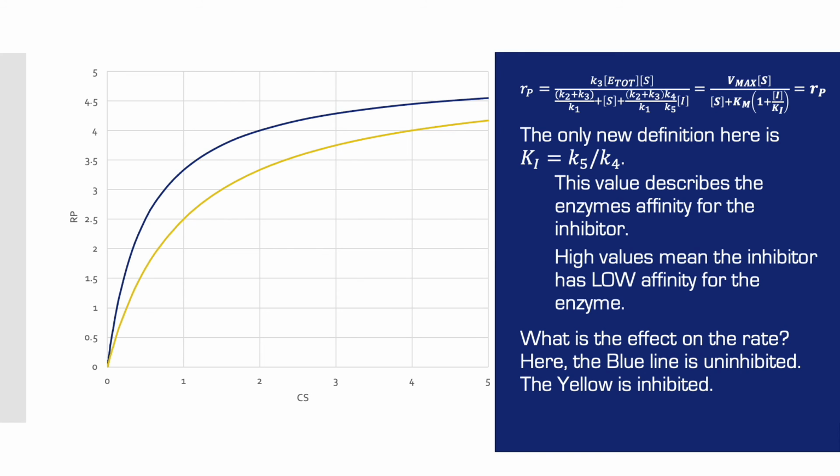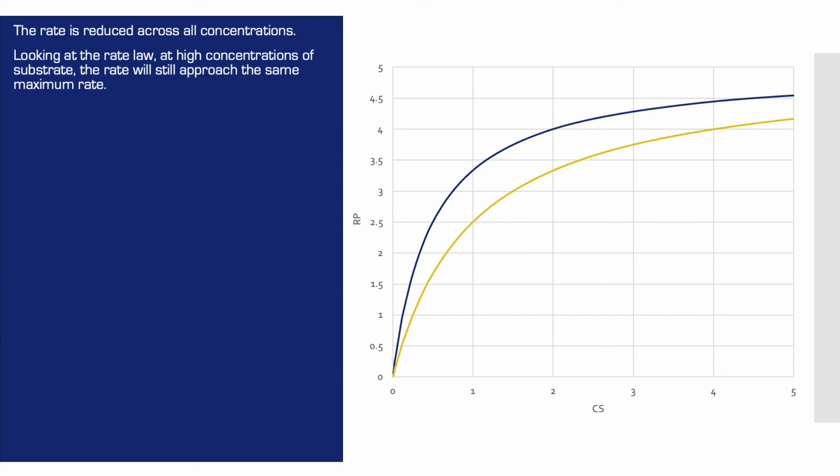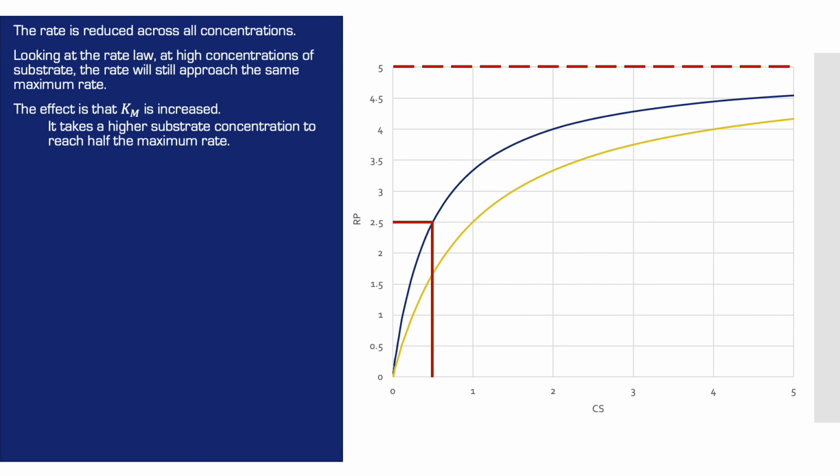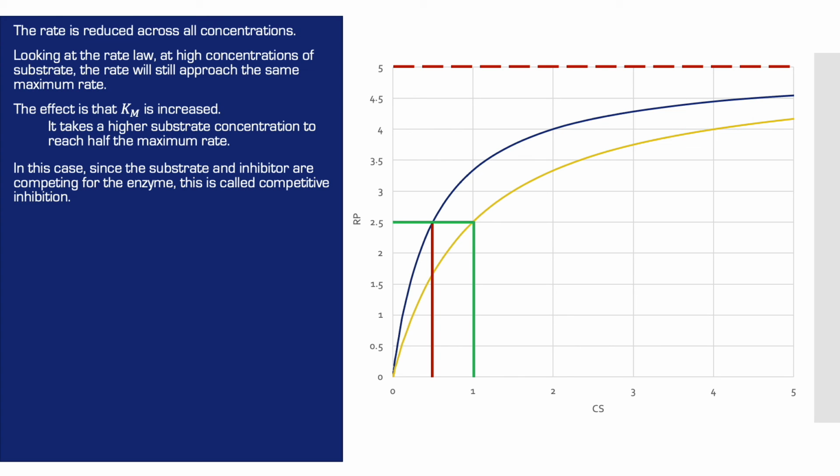So what is the effect on the rate? Here, the blue line is the uninhibited, and the yellow is the inhibited. The rate is reduced across all concentrations. Looking at the rate law, at high concentrations of substrate, the rate will still approach the same maximum rate. The effect is that Km is increased. It takes a higher substrate concentration to reach half the maximum rate. In this case, since the substrate and inhibitor are competing for the same enzyme, this is called competitive inhibition.